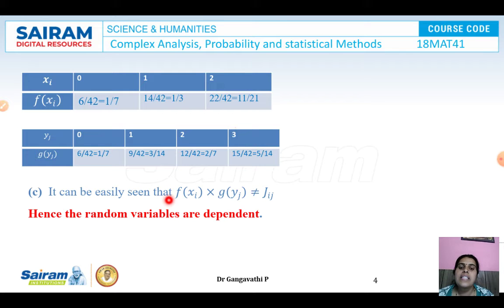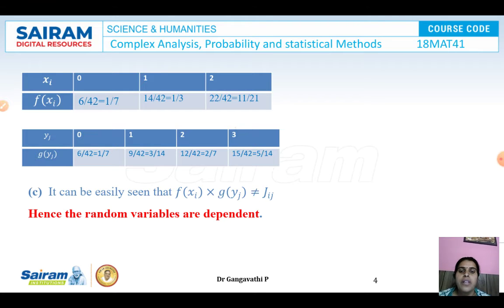Here it can be easily seen that f(xi) into g(yj) is not equal to jij. So take any one value of f(x1). Consider your f(x1), which is 1/7, and g(y1) is 1/7. So 1/7 into 1/7 should be 1/49, where I have the j11 value.